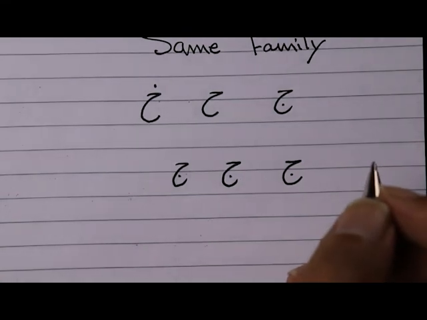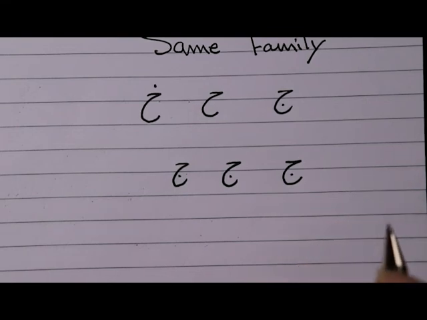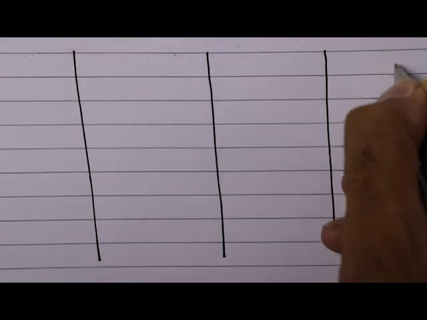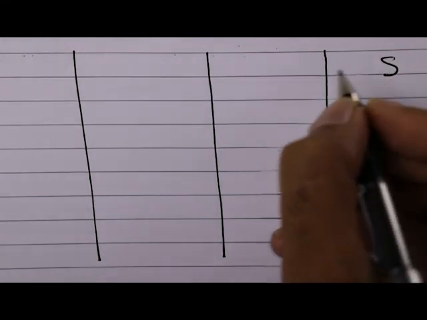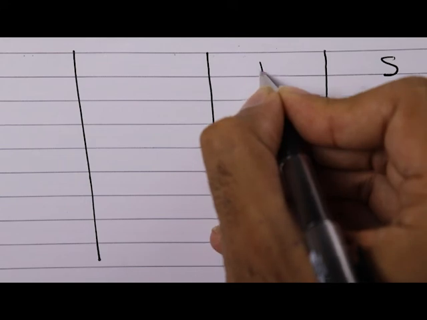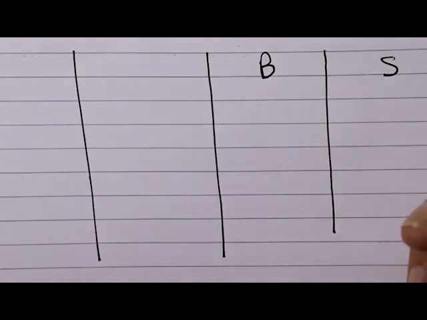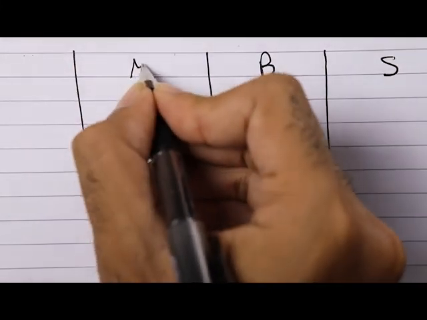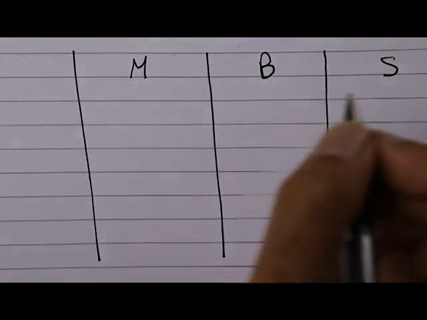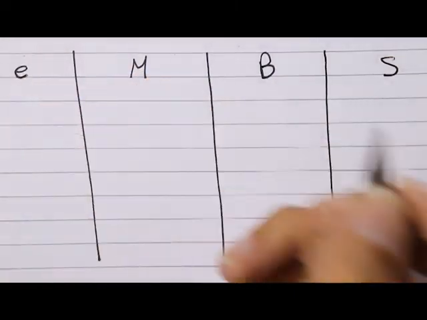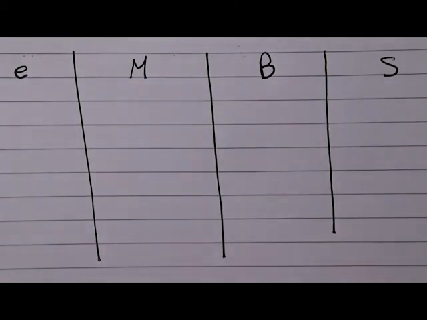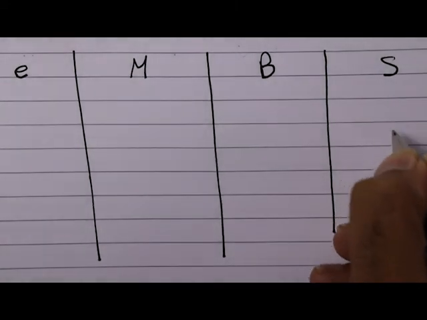And of course, you know that every single letter has 4 different positions. Please make sure that you know every single position of them, because they are very, very important to understand the Arabic alphabet. So, S for separate, B for beginning, M for middle, E for the end.